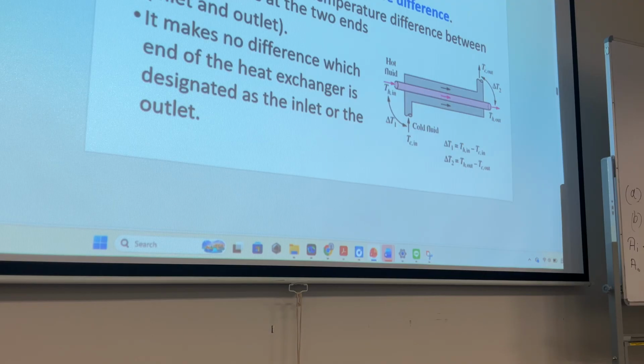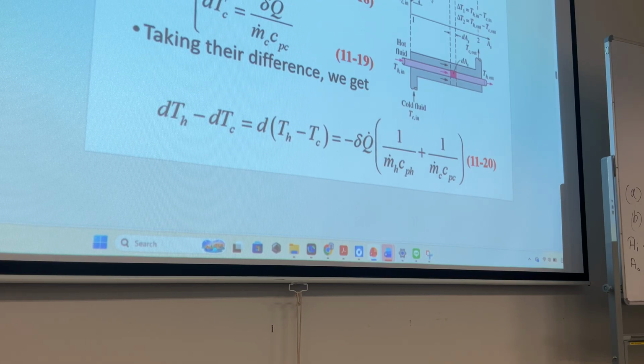LMTD method. Okay. So del Tm is the log mean temperature difference. Del TLM is defined as this. Okay, you cannot write del TLM as T hot minus T cold, right? Because this one is changing throughout the process.